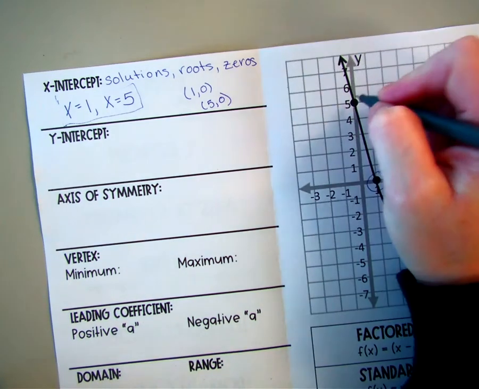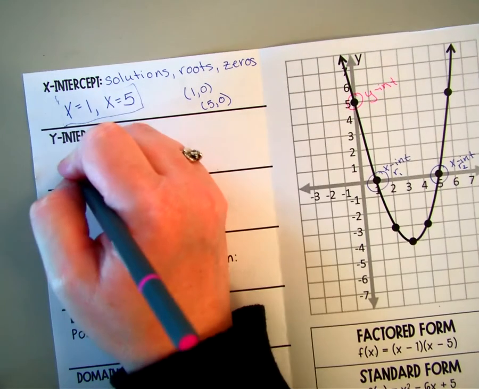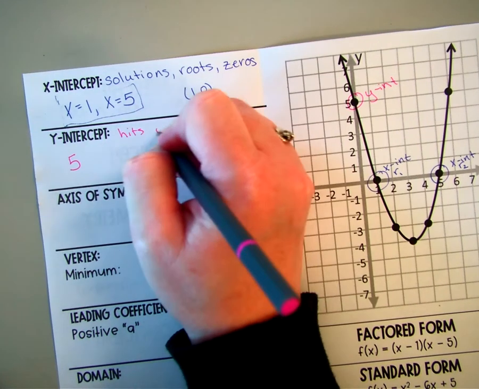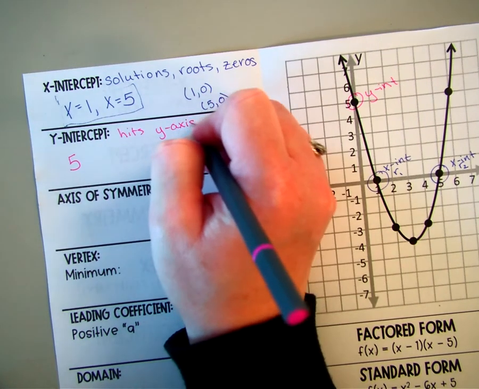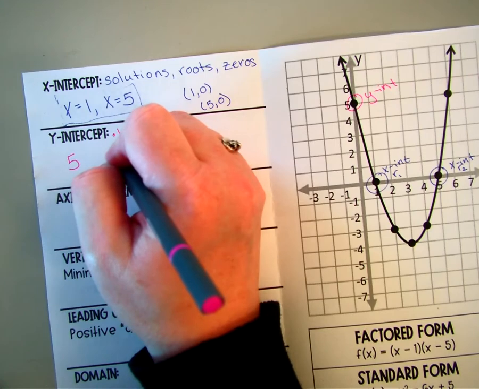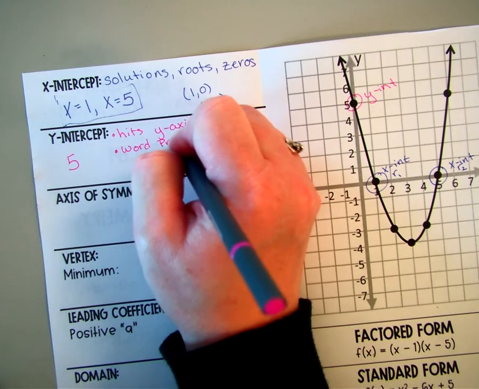So moving on to our y-intercept. We're all pretty good with y-intercept. That's where we hit our y-axis. The other important thing about your y-intercept is in word problems, this is where your starting point is going to be most of the time.